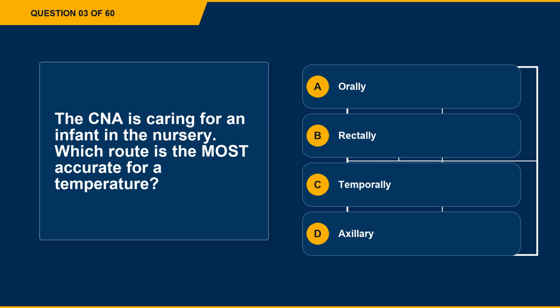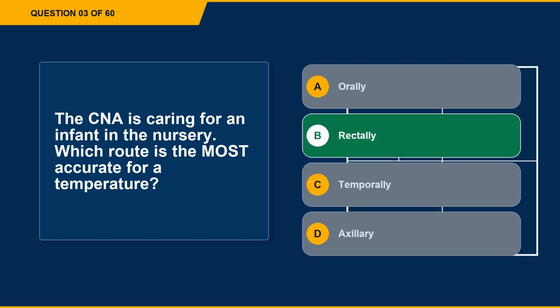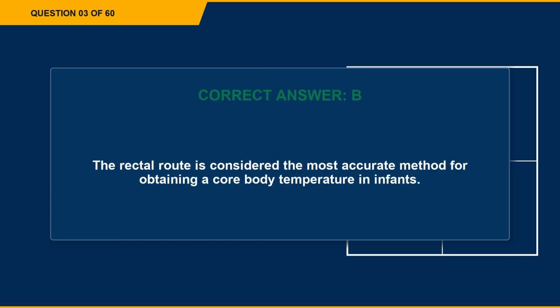Question 3. The CNA is caring for an infant in the nursery. Which route is the most accurate for a temperature? Option A. Orally. Option B. Rectally. Option C. Temporally. Option D. Axillary. The correct answer is option B. Rectally. Explanation. The rectal route is considered the most accurate method for obtaining a core body temperature in infants.